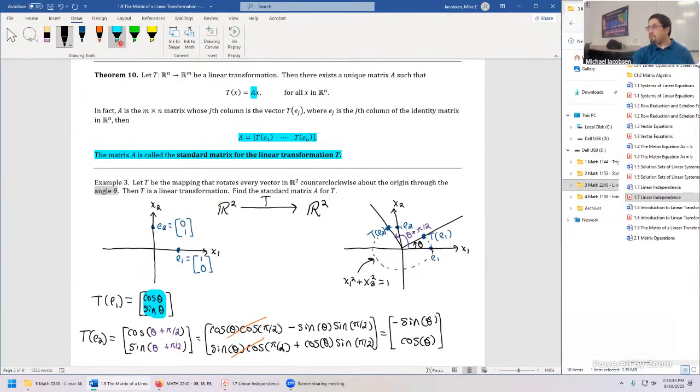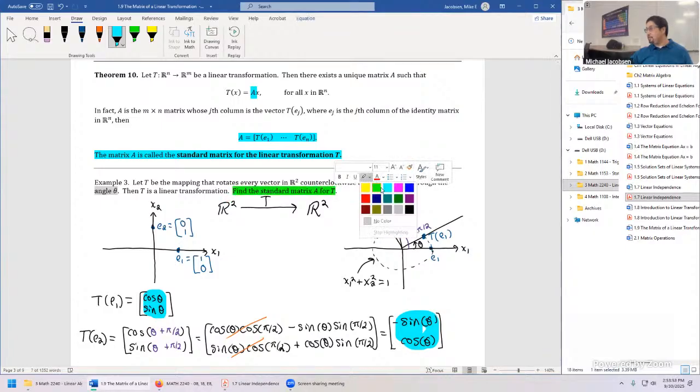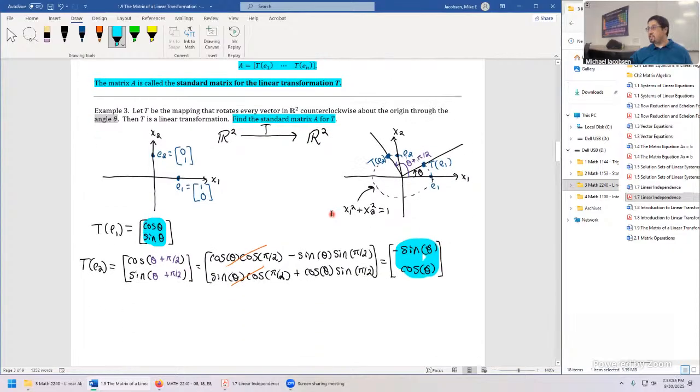Theorem 10 said all you need to do to find the standard matrix A of this transformation T, a rotation transformation, is find the mapping T at E1, find the mapping T at E2, and that's exactly what we have down below here. So when it said find the standard matrix of T, our job is essentially done. We just have to construct that matrix.